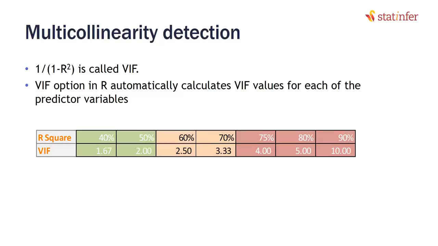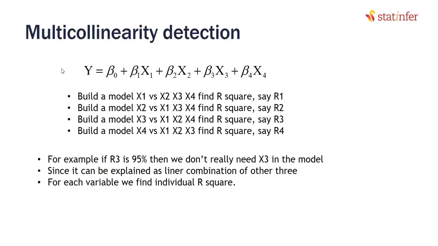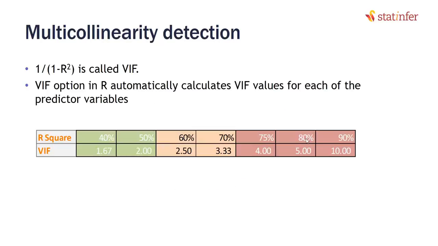Then, depending on the VIF, if R square is more than 80% for a particular variable, so if the R square of x1 on the other three is more than 80%, then we will say there is multicollinearity. Similarly, at an 80% R square, if you substitute 1 by 1 minus 80%, you will get a VIF of 5. So for any variable with a VIF of more than 5, that means that variable can be explained by all the remaining variables. Then that variable can be dropped.